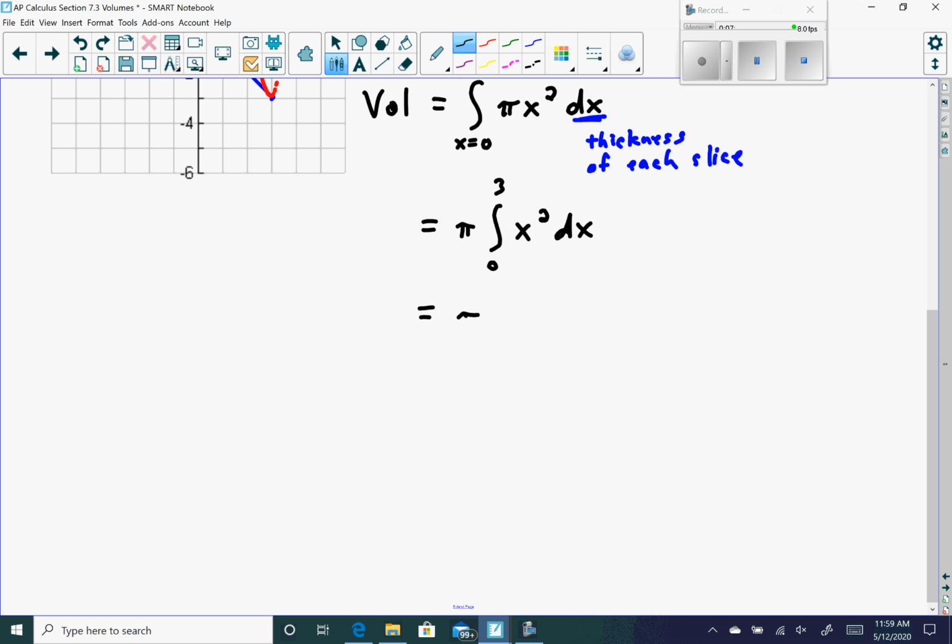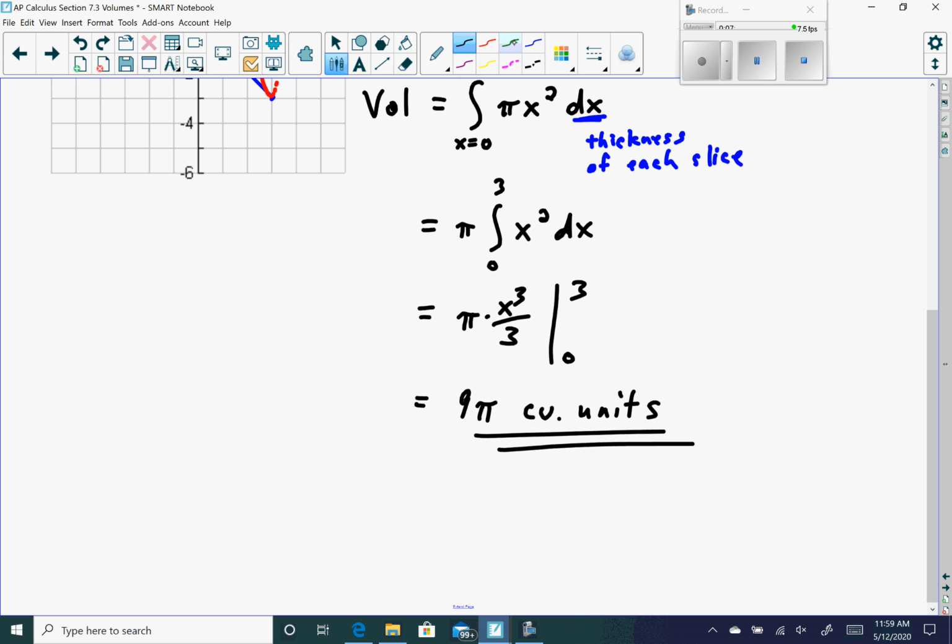So we'll just say it's going to be pi times x cubed over 3 from 0 to 3. So we're going to get 27 over 3. We're going to get 9 pi, really minus a 0, so we get 9 pi cubic units. And that was using calculus.